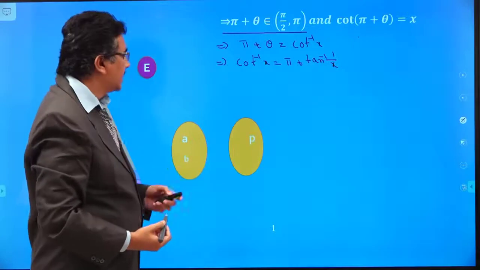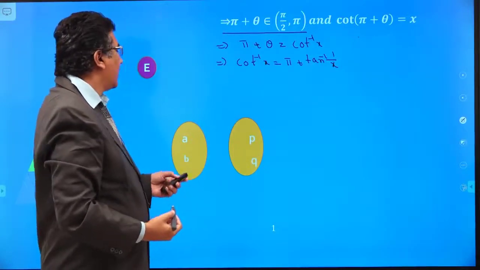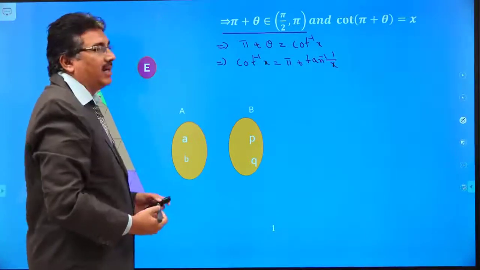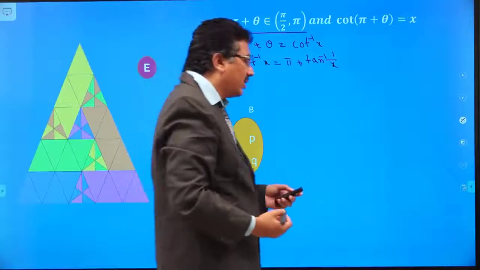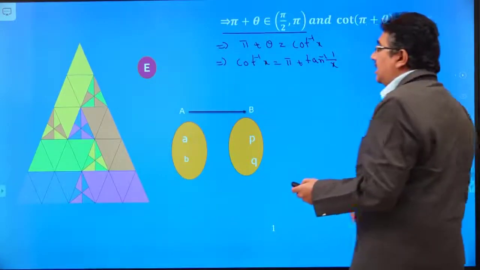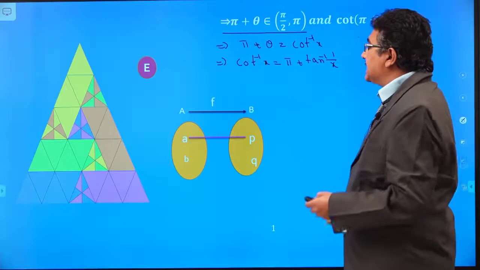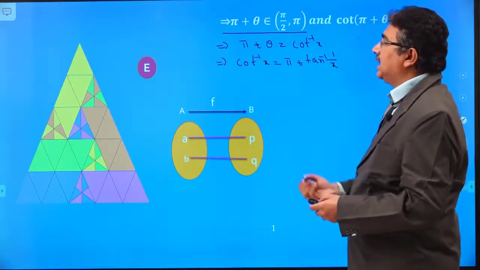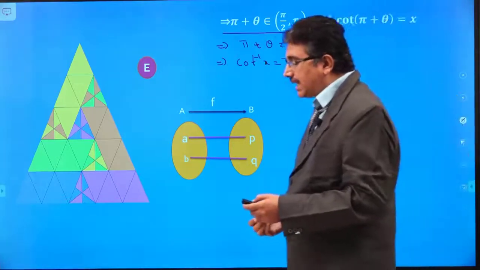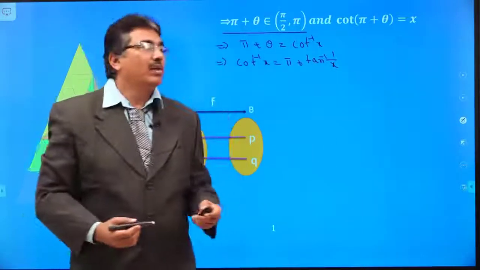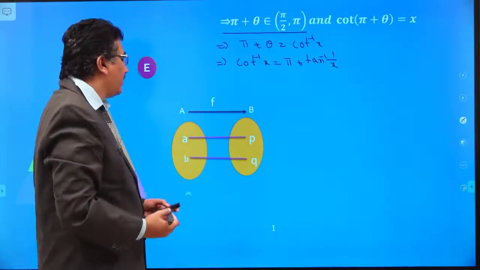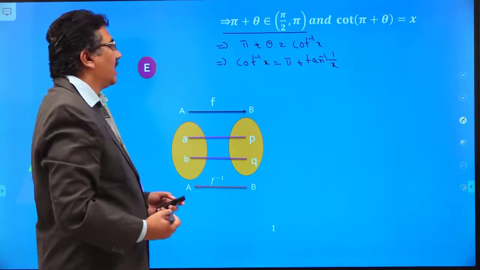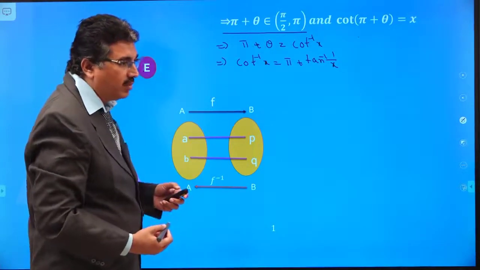Okay, see a small example. Set A and set B. Set A contains two elements a and b, and set B contains two elements p and q. p is the image of a, q is the image of b. Clearly, f is a bijective function. Now we define the inverse of f, the inverse mapping f inverse from B to A.